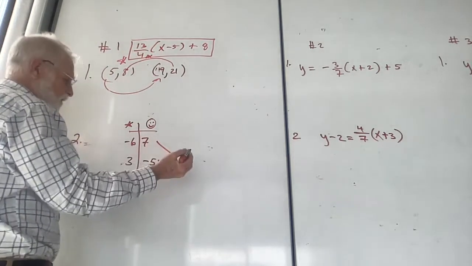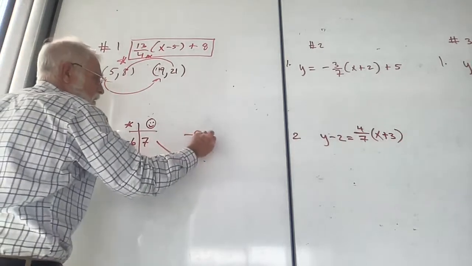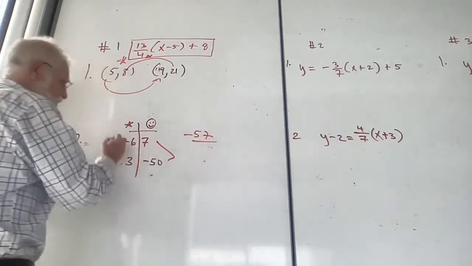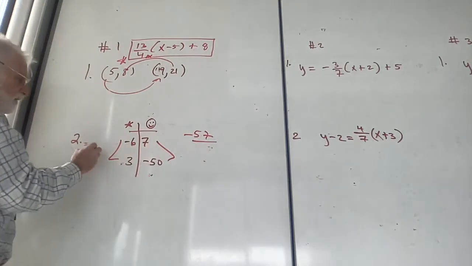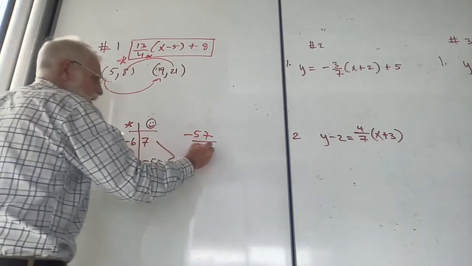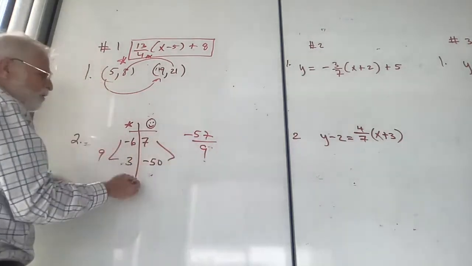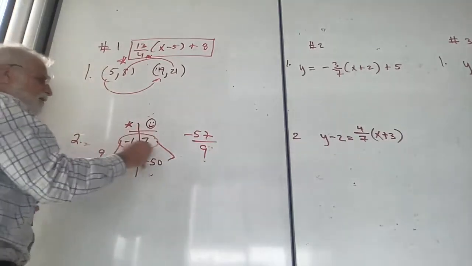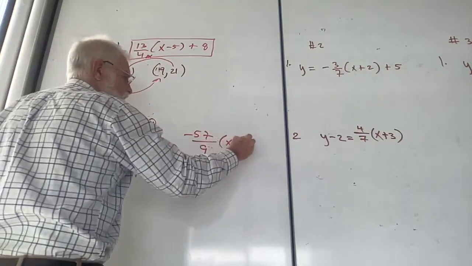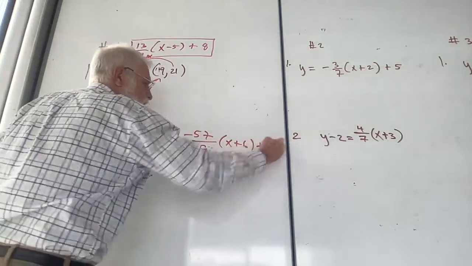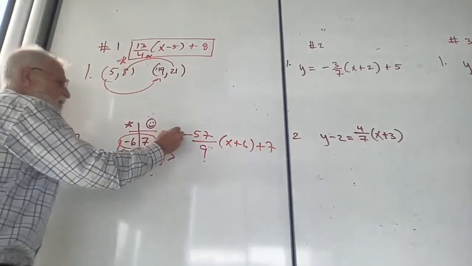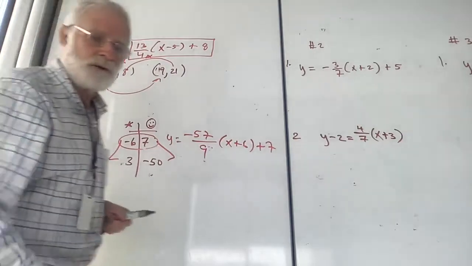So that's down 57, and that's the change in y. The change in x, from -6 to 3, is up 9. So that's 9 units. It doesn't matter which point I use, but I'll use (-6, 7). So x plus 6 gets me 7. All right, and that's the algorithm. I should say y equals, but this is going to be a shortcut a little bit.